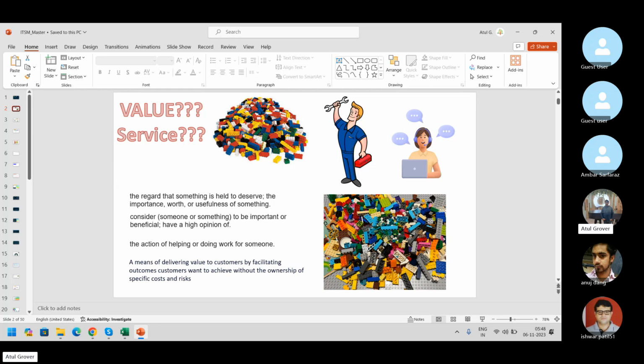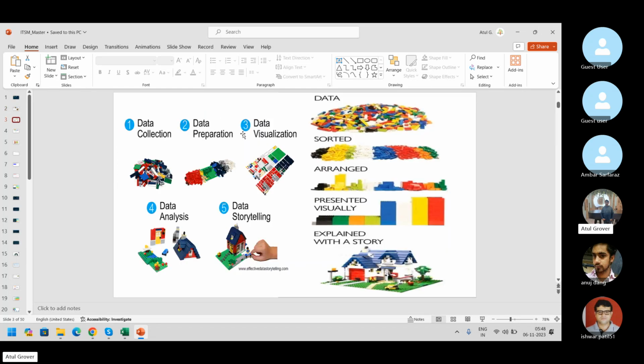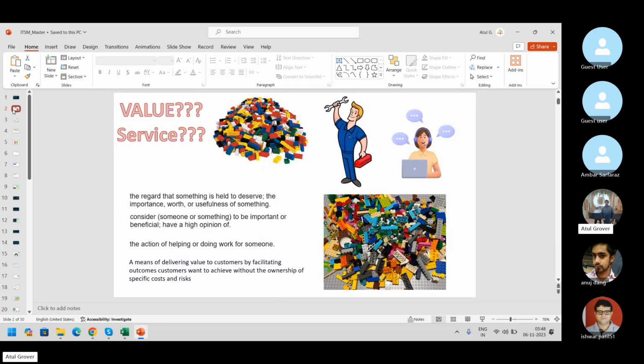But if I change this picture in this manner or this manner, now can you draw a value? Yes. Unsorted, sorted, arranged, presented, and this is what I want to achieve. My son says, Papa, I want to build a house with the Legos. I throw the Legos like this to him. Come on, Dad, how can I do it? I said, it's your work.